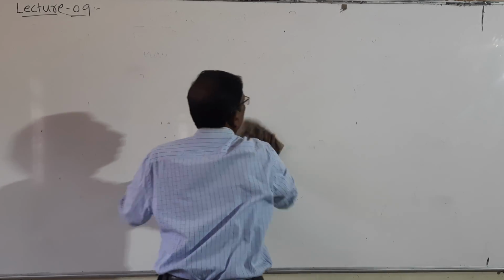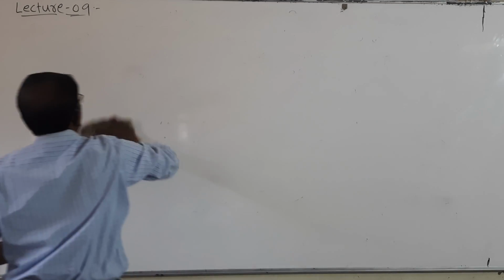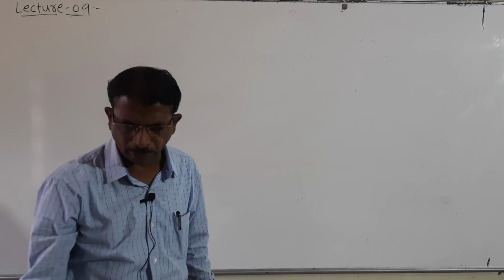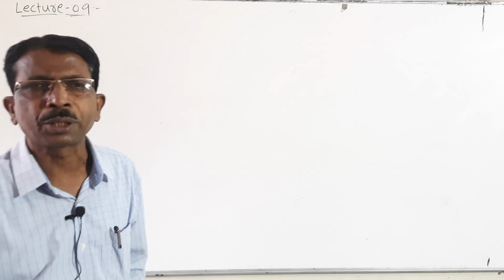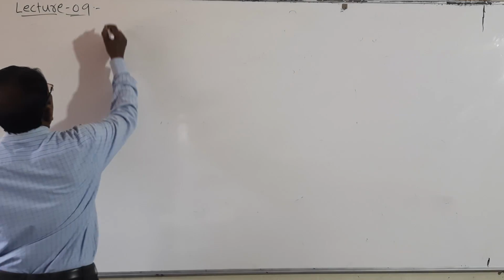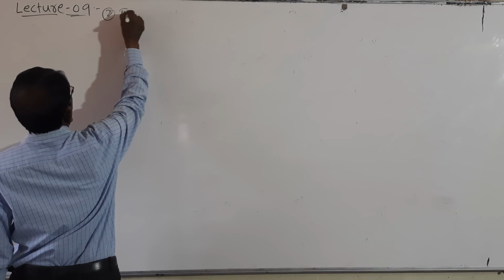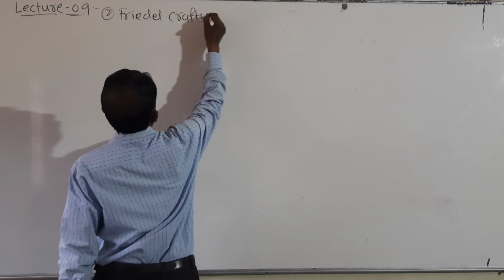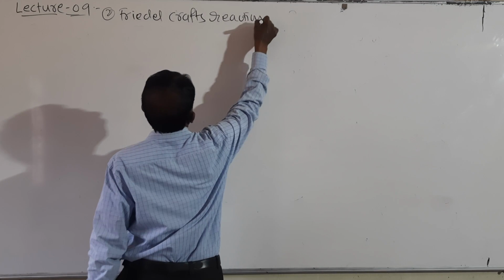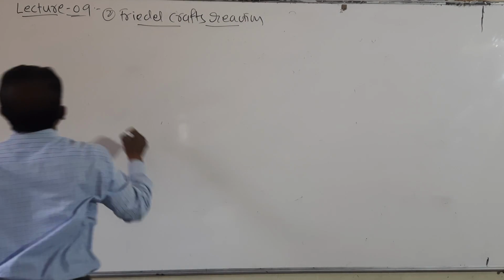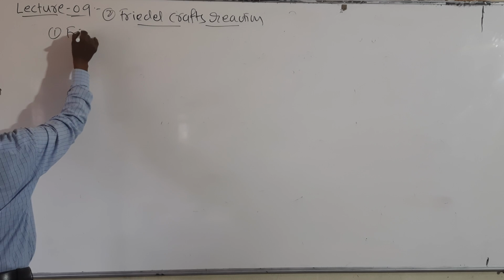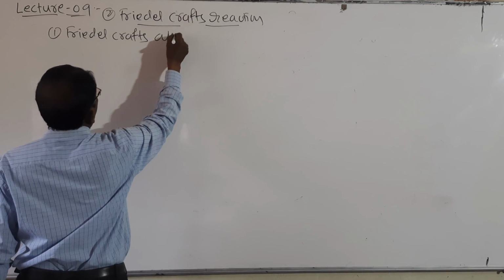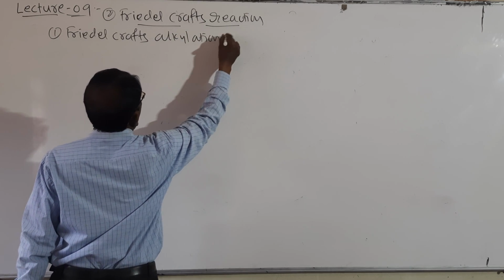Friedel-Crafts reaction. In Friedel-Crafts reaction, there are two types of reaction. One is Friedel-Crafts alkylation, another one is Friedel-Crafts acylation. Two reactions are there. Number one, Friedel-Crafts alkylation.